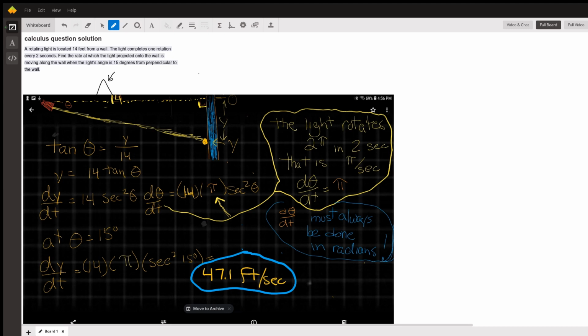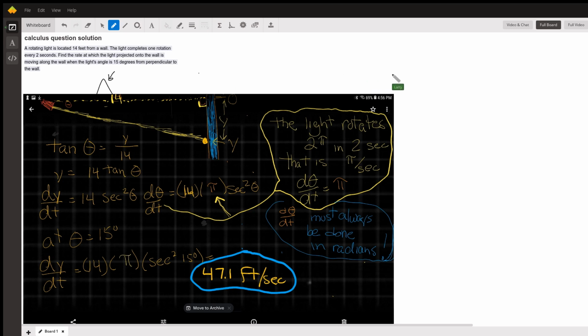You see the little spotlight in red over on the left, shining a beam of light hitting at point Y on the right on the vertical wall. And then we have the dotted line, which is perpendicular to the wall, and its length is 14 feet. And Y is both the coordinate of where the light hits the wall, and it's also the length of that side of the triangle. So we're going to go through this related rates problem.